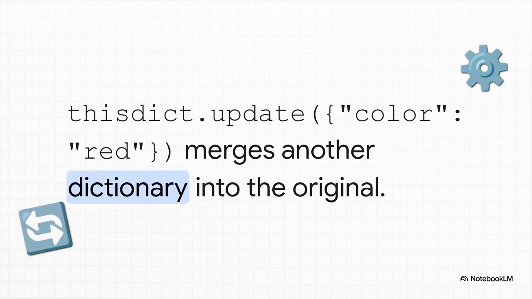Let's see how it looks. You start with your dictionary, this_dict, then you call the method right on it, so .update, and inside the parentheses, you pass it what you want to add. Notice here, we're passing it another dictionary. See those curly braces? That contains our new color key. Python just takes that and merges it into our original dictionary.